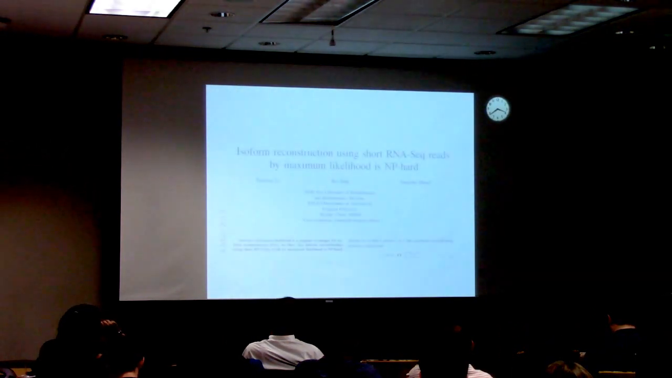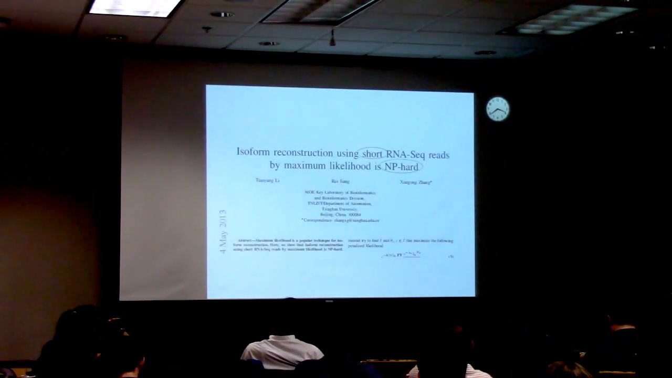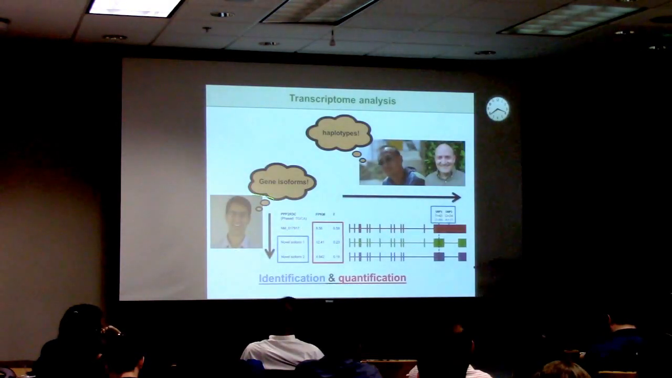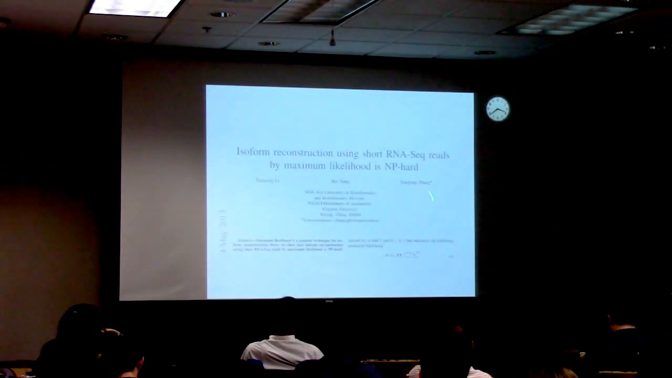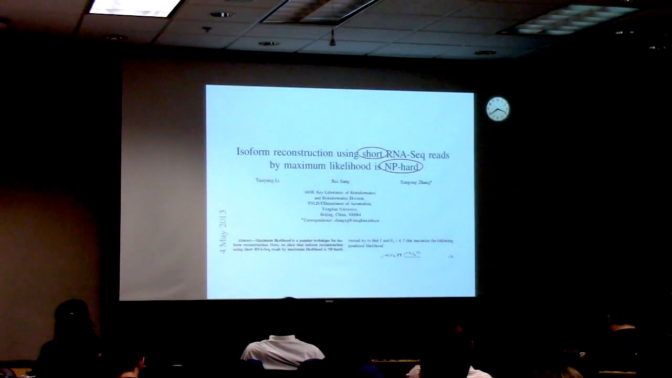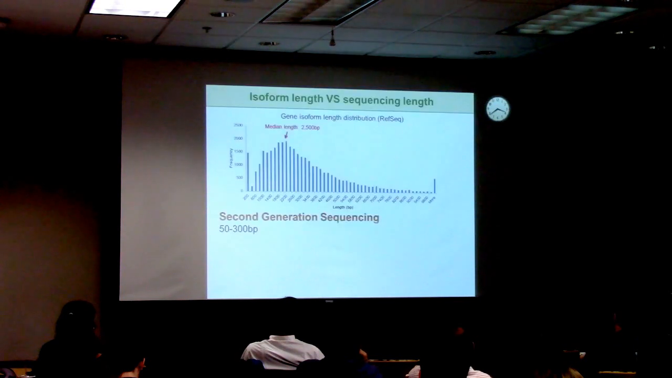So we need to give two values: the expression of each isoform and the imbalance between the two alleles. And actually, it's pretty difficult to reconstruct the gene isoform even if we only consider the isoform problem. There are a couple of papers showing that this problem is NP-hard if you just use short read data, Illumina data, and the maximum likelihood method. This is too difficult to solve. And why do we have this problem? Because the isoform is too long.